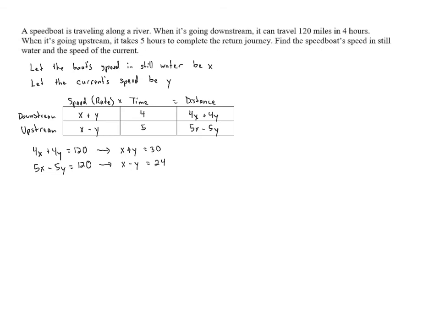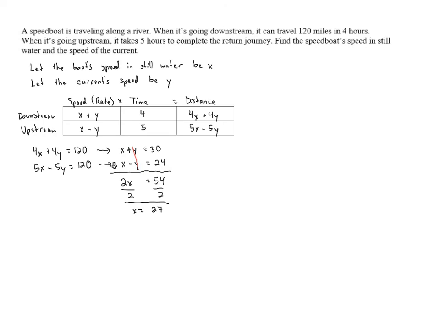And again, we're in an easy position to use elimination. If we add these two equations together, we end up with 2x on the left-hand side because the y's cancel. And then on the right-hand side, we end up with 54. And when we divide both sides by 2, this gives us x equals 27.